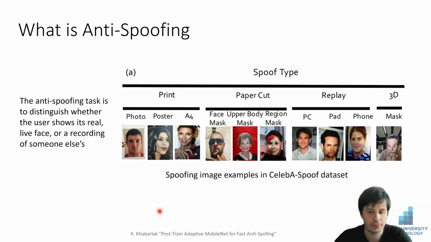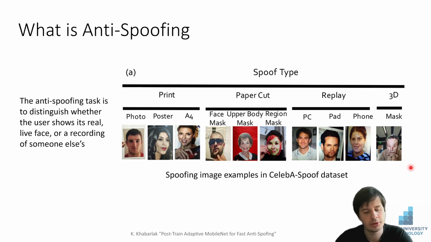Which types of image spoofing do we know? Well, the first and easiest one is printed. We can print a photograph, a poster, or just an A4 piece of paper and present it to a smartphone. Next is paper cut, a somewhat more complicated problem, where we not only print some face, but we also cut it so that it can be overlaid onto someone else's face. Next is replay attack. This is a photograph or a video of some other person on a smartphone, PC, or a tablet.